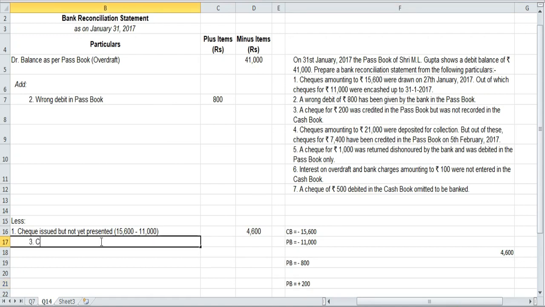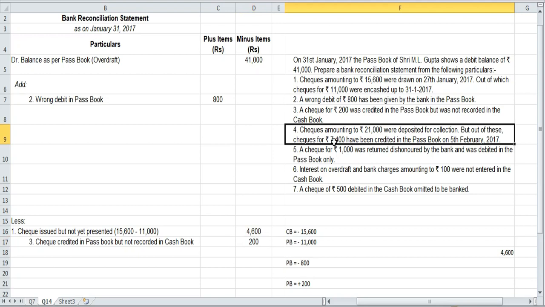So number 3, check credited in passbook but not recorded in cash book, 200. Okay, now we have number 4.